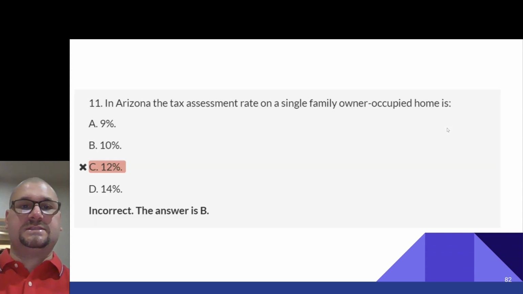In Arizona, the tax assessment rate on a single-family owner-occupied home is, bravo, 10%. In Arizona, the tax assessment rate on a single-family owner-occupied home is 10%.